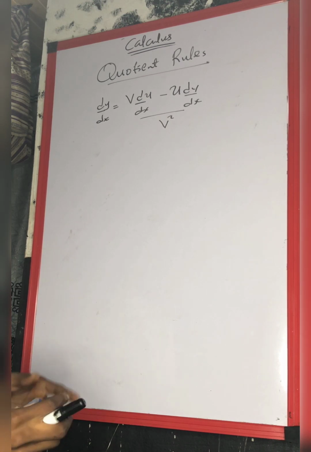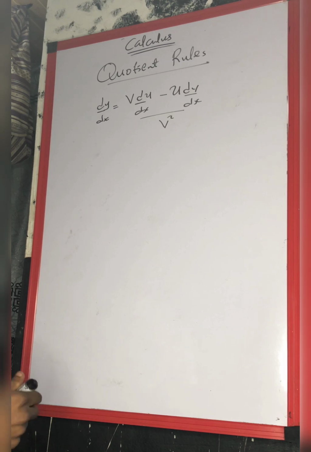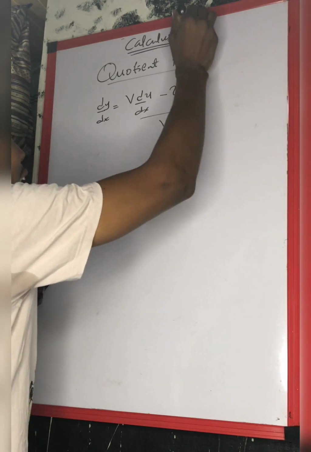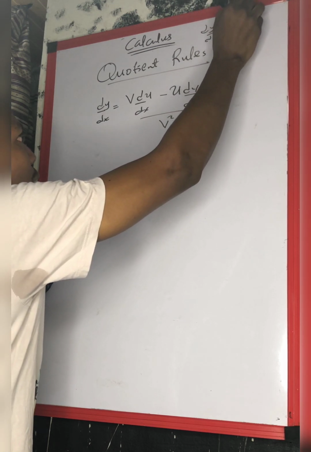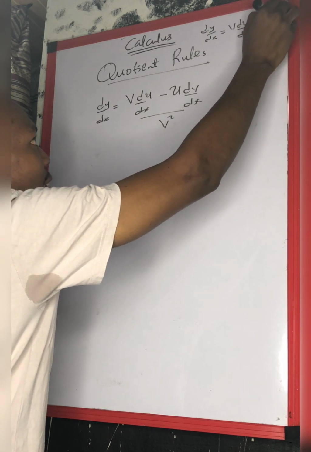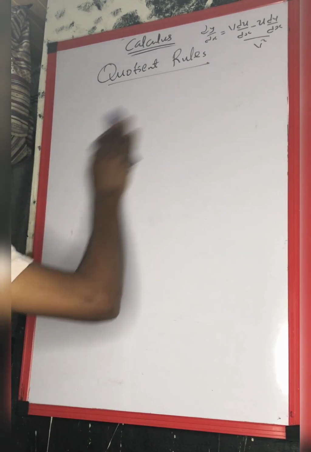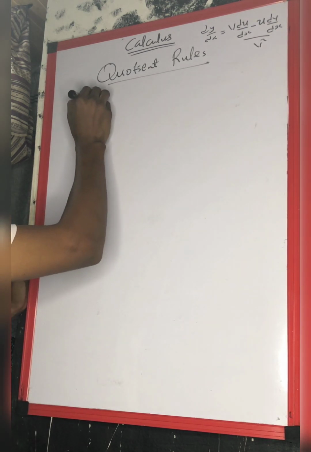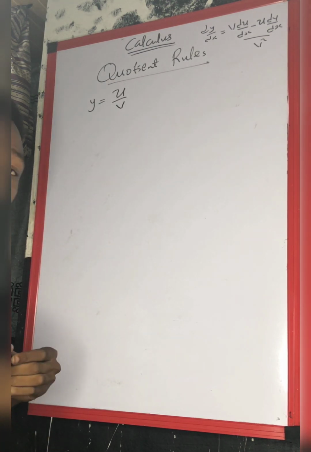Once we are done proving this, we can go straight to taking some questions under it and solving them. So let me write it here so that you have that in mind: dy/dx equals v du/dx minus u dv/dx all over v squared. Now, how do we prove this? If you have y equals u over v, when you have two expressions dividing each other, it is called the quotient rule.